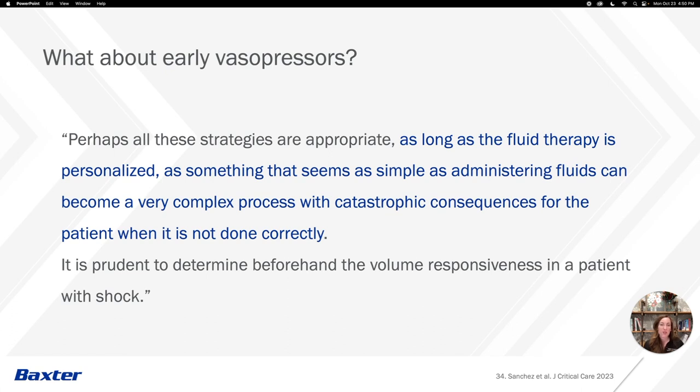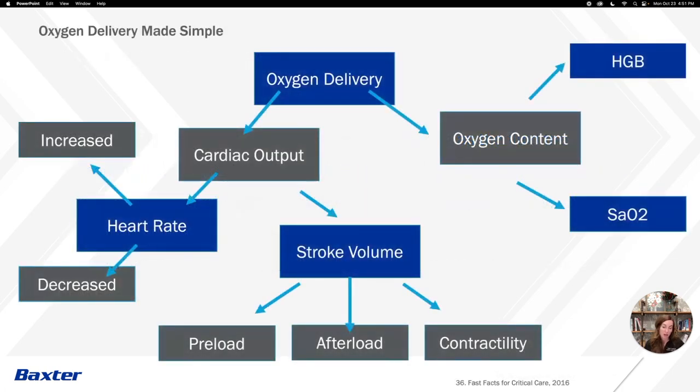Perhaps all these strategies are appropriate, as long as the fluid therapy is personalized, as something that seems as simple as administering fluids can become a very complex process with catastrophic consequences for the patient when it is not done correctly. It is prudent to determine beforehand the volume responsiveness in a patient with shock.